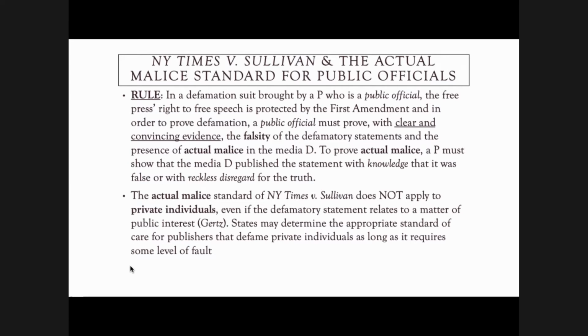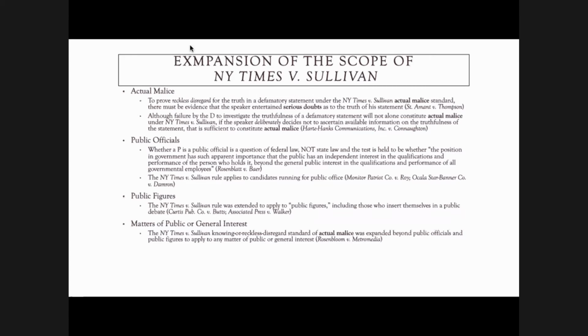And now we're going to talk about the expansion of the scope of New York Times versus Sullivan. Okay, so actual malice. The Saint Amant case expanded the scope of the actual malice standard. To prove reckless disregard for the truth in a defamatory statement under the New York Times case actual malice standard, there has to be evidence that the speaker entertained serious doubts as to the truth of the statement. And that's the Saint Amant versus Thompson case.